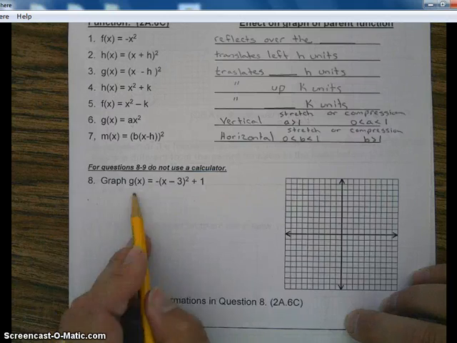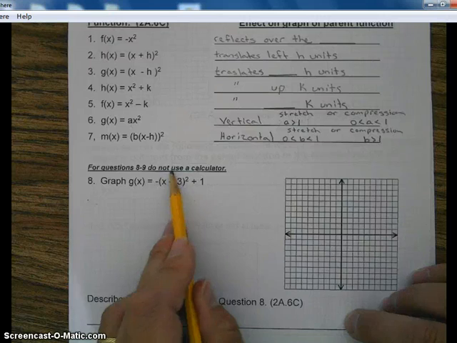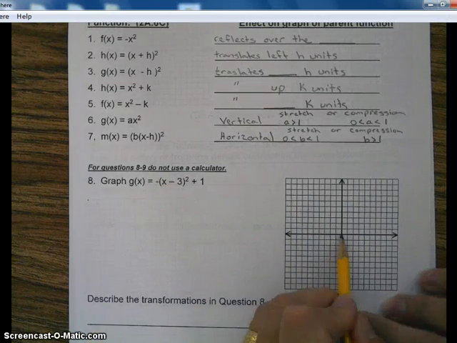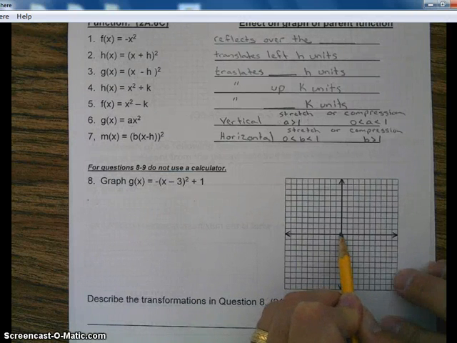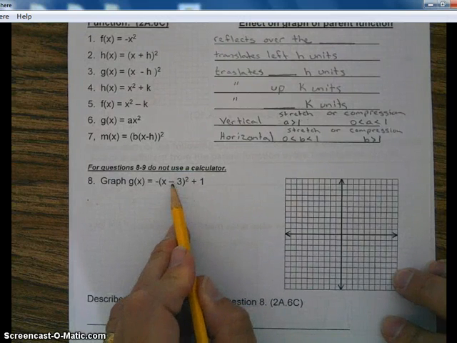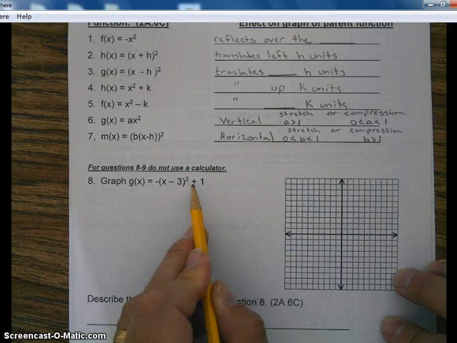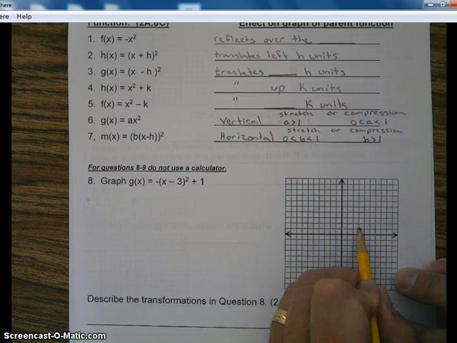Okay, so for question number 8, it says do not use a calculator. So remember that what we're doing is we're always starting with the parent function, and the parent function goes through 0, 0. So using what we have learned about transformations, we know that this parent is moving 3 units to the right and 1 unit up. So from the origin, 3 to the right, 1 up.